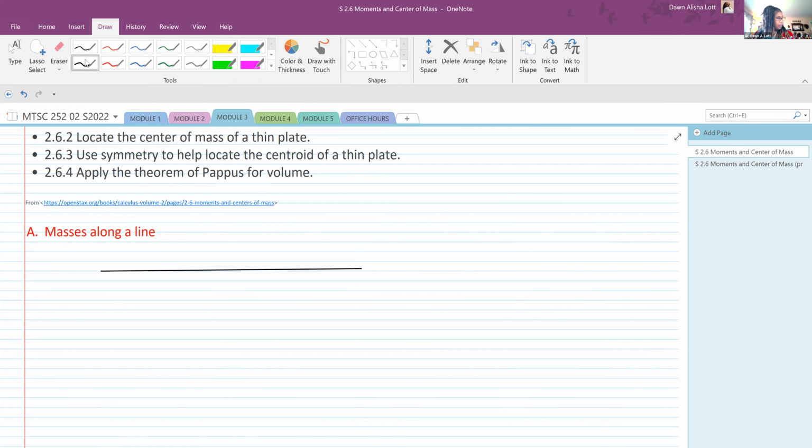All right, so let's say right here at x equals 0, there's a mass. That's what this is called, the fulcrum. And there's a point mass M1 located at X1, and then there's a mass M2 located at X2, and then there's a mass M3 located at X3.